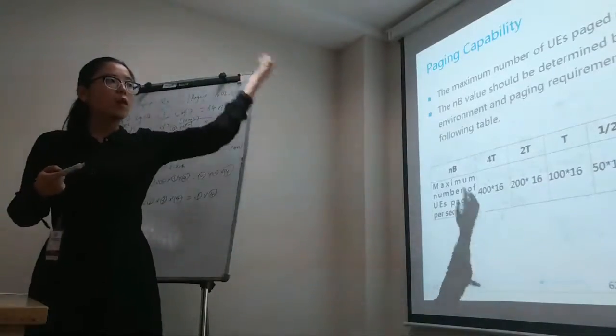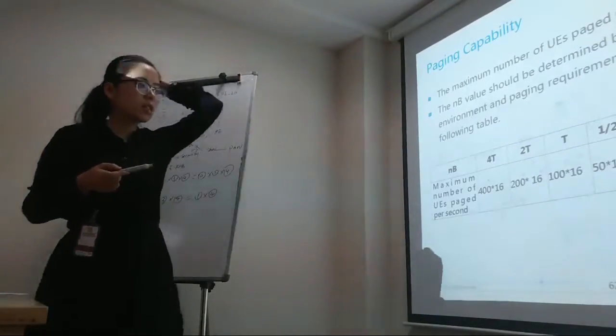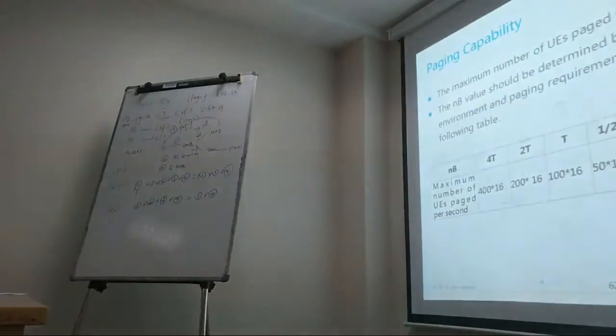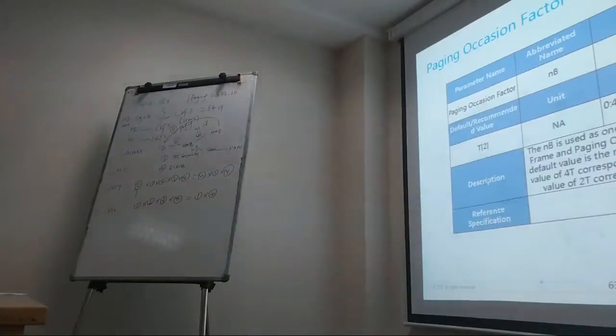So usually this value, the default value is T. Usually it will be set to T or 2T. For some small areas, small cells, maybe set half T.